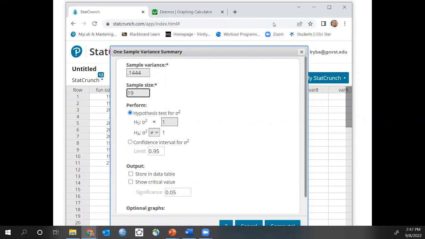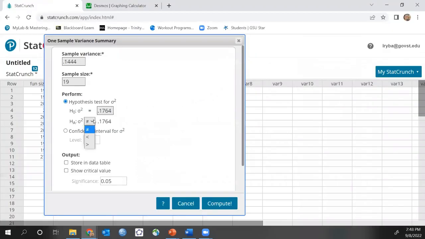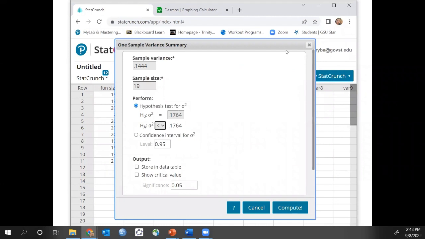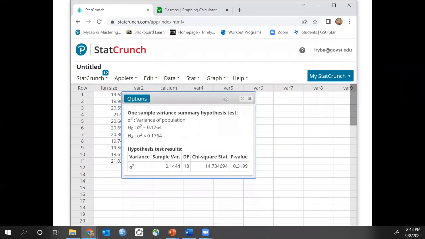And that was 0.1764 here. And we wanted to test, what did we test? Less than. All right, so I'm going to click compute, and I'm going to get my p-value here. 0.3199.